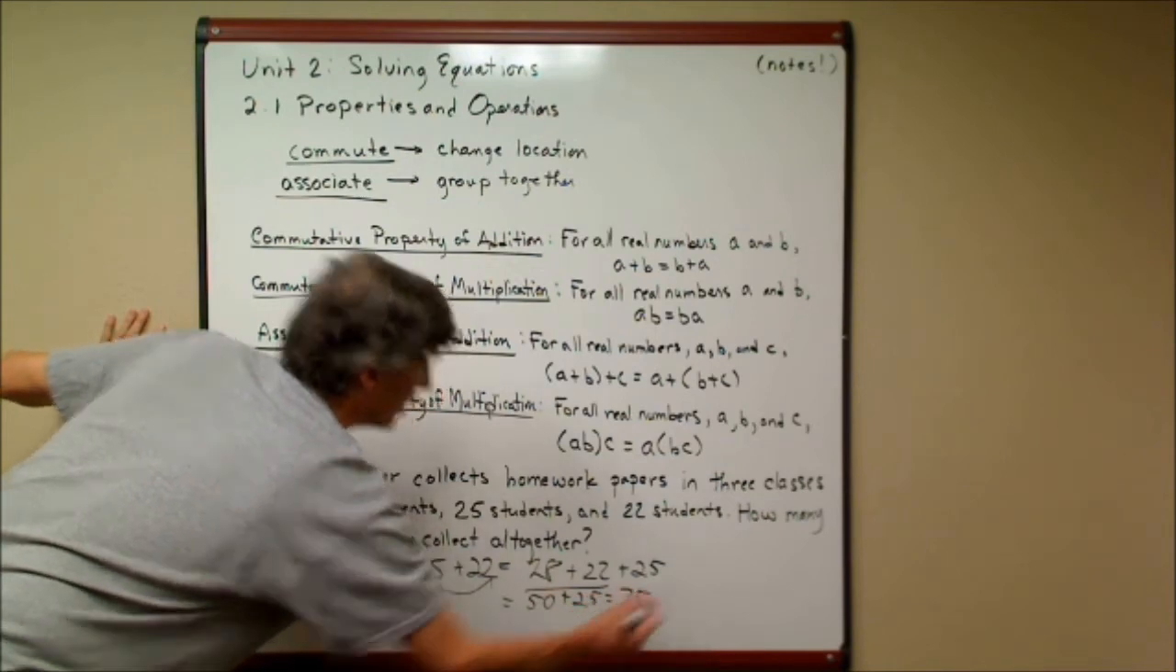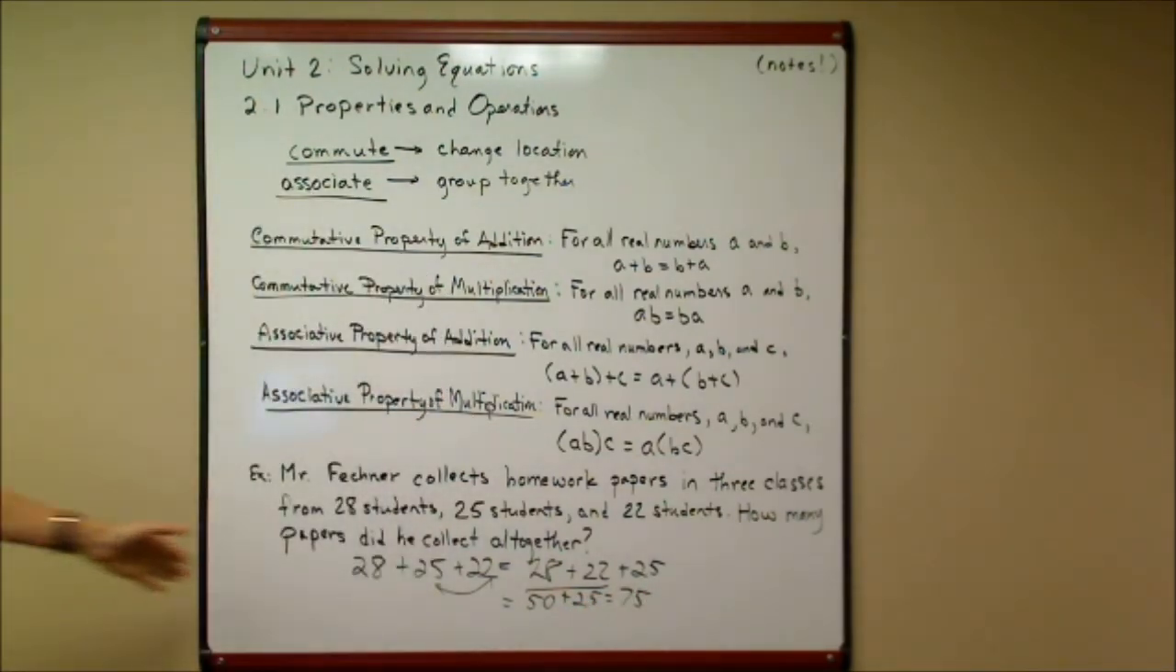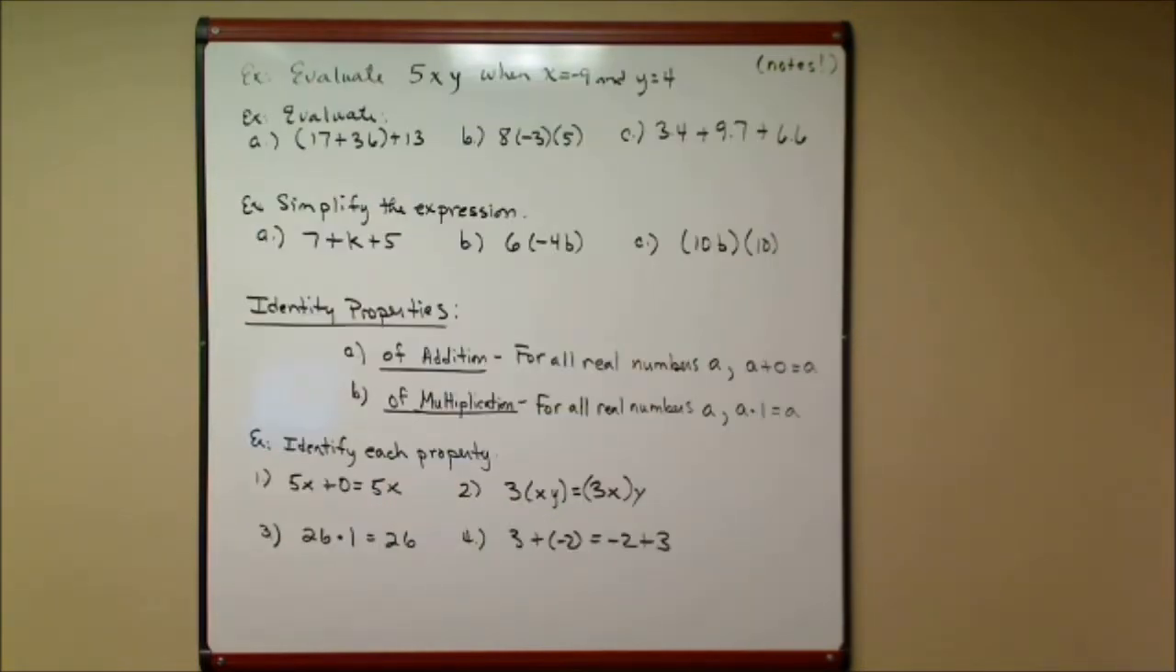Now this is not the only way you could work the problem. You could go straight across. 28 and 25 is 53, 53 and 22 is 75. I'll get the same answer, but it makes it a little bit more convenient when you have the numbers in a particular order. Okay, we'll apply some of those properties.